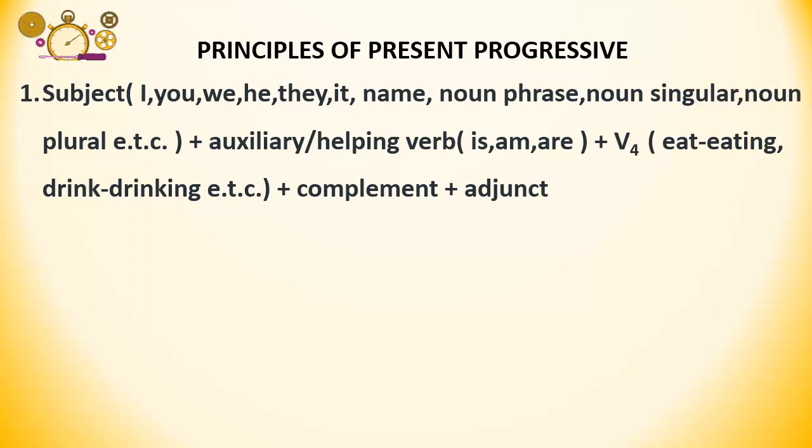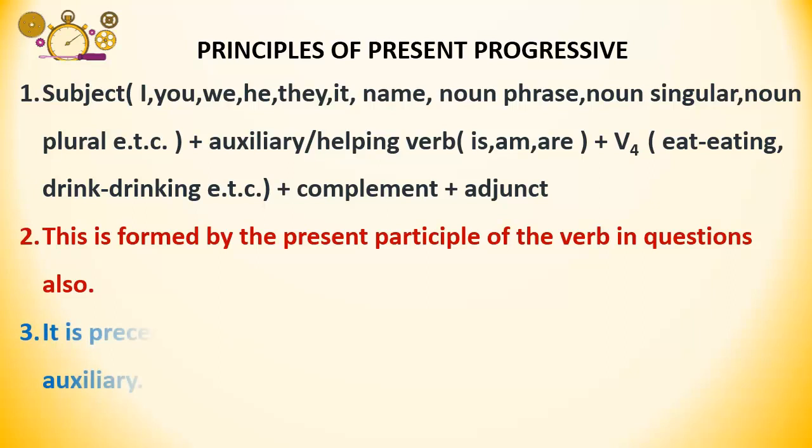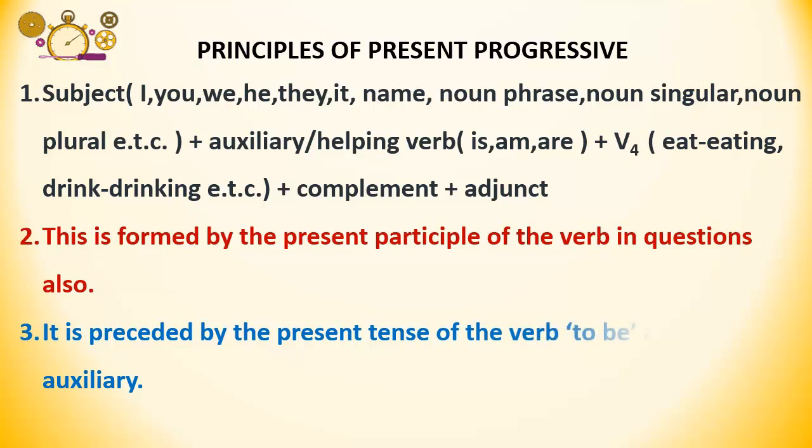Number 2, this is formed by the present participle of the verb, in questions also. Number 3, it is preceded by the present tense of the verb to be as an auxiliary. Children, the present tense of the verb to be: is, am, are come under it. So these words are preceded by the present tense of the verb to be as an auxiliary.